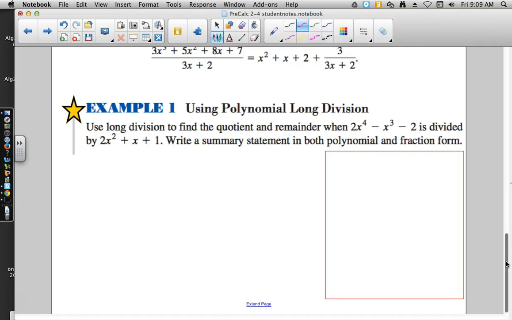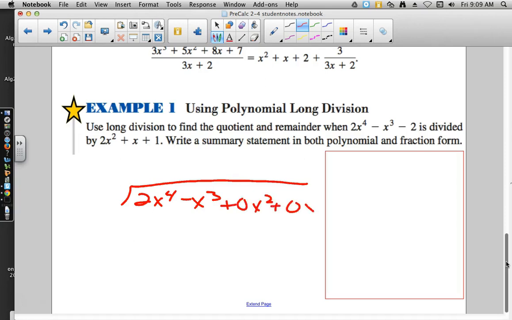So let's see here. I have 2x to the 4th minus x to the 3rd. Wait a minute. What happened to the x squared? And the x dropped all the way down to -2. When that happens, it's a good idea to put some placeholders in. So we put in here plus 0x squared plus 0x minus 2. It just makes it a lot easier to keep track of what you have. And some of these can get pretty involved, so the more you can keep track of, the better. And we have this nasty little trinomial out in front that wants to be divided into that: 2x squared plus x plus 1.